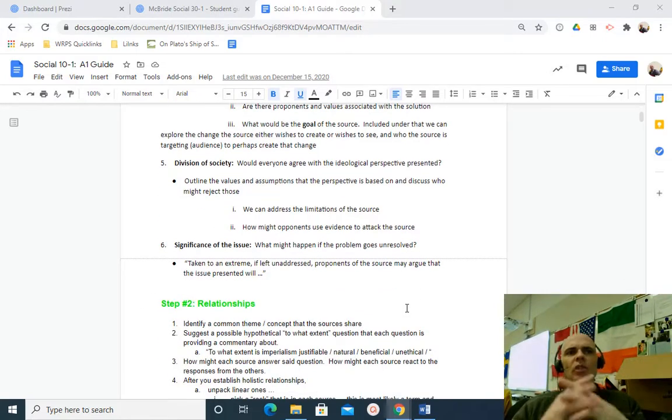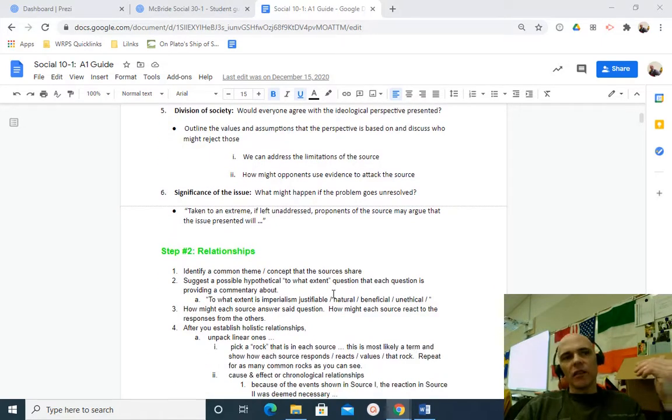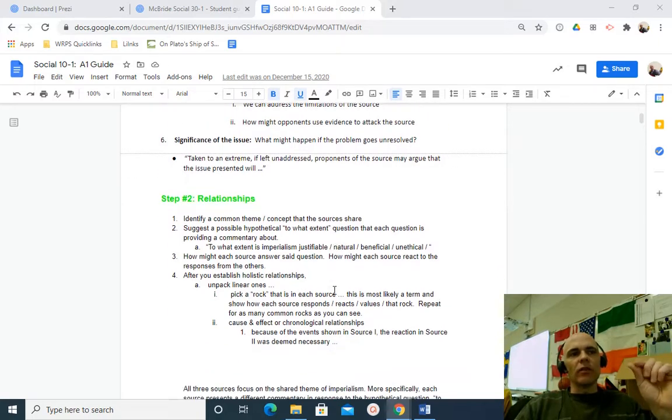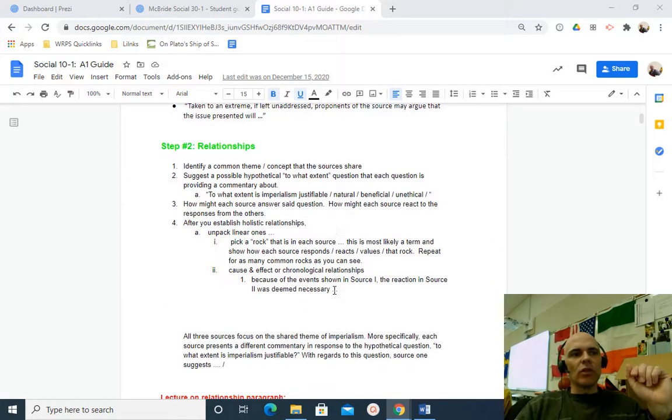And another thing that we can do in the source is talk about the significance. If left unaddressed, how bad will the problem get? What might happen if the problem goes unresolved? Taken to an extreme, if left unaddressed, proponents of the source may argue that the issue presented will lead to the end of life in our biosphere because our development is not sustainable, and the externality of economic globalism is killing the thin layer of livable space in the known universe.